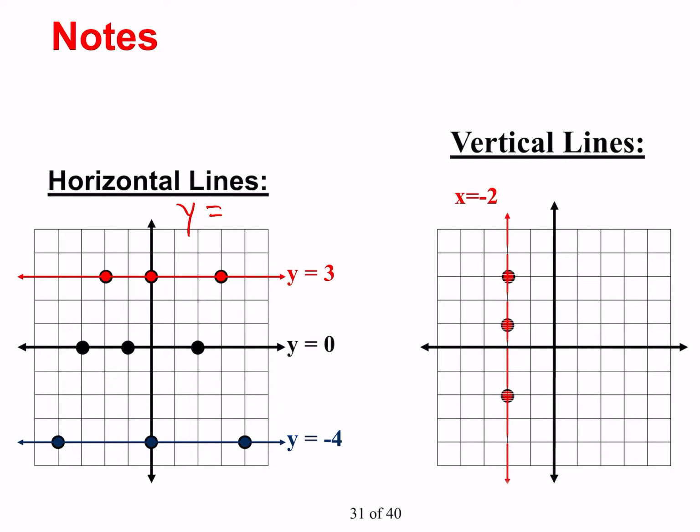Vertical lines. We have x equals -2. We have x equals 4. Here we have x equals 0. All vertical lines have what in common? Now the equation starts with x equals.